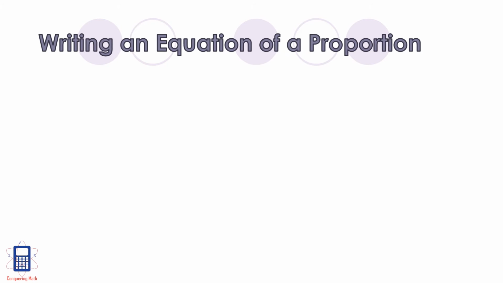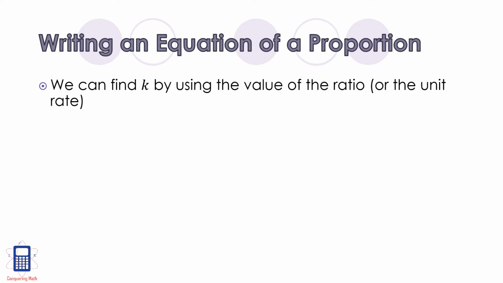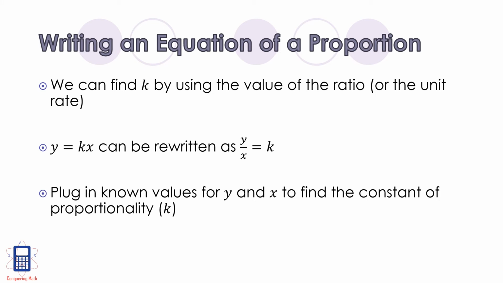Now let's talk about how to write an equation for a proportion. We know that the equation is y equals kx, so what we need to do is find the value of k, and we can do this by using the value of the ratio. The equation y equals kx can be rewritten using some algebra as y over x equals k. So all we need to do is take one ordered pair and plug in its x and y values, and once we do that, we can find the constant of proportionality, and then we just rewrite in y equals kx form.